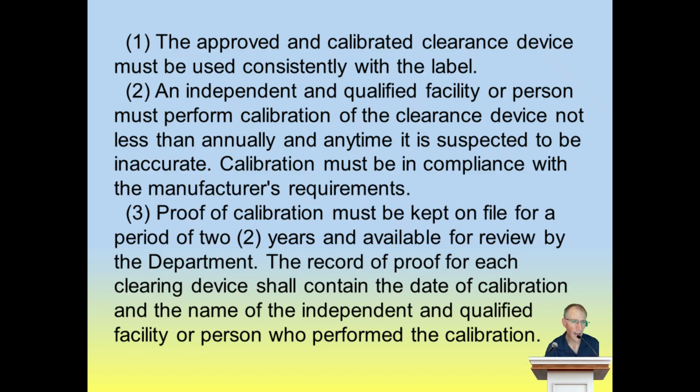2. An independent and qualified facility or person must perform calibration of the clearance device not less than annually and anytime it is suspected to be inaccurate. Calibration must be in compliance with the manufacturer's requirements. 3. Proof of calibration must be kept on file for a period of 2 years and available for review by the department. The record of proof for each clearing device shall contain the date of calibration and the name of the independent and qualified facility or person who performed the calibration.